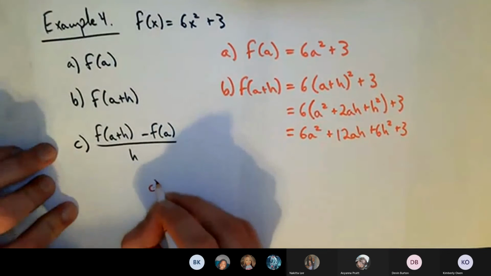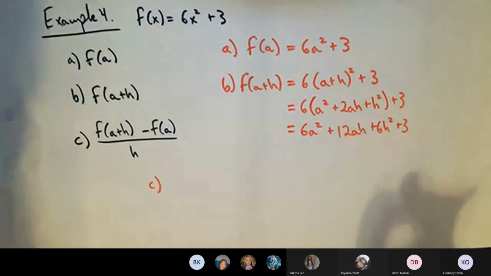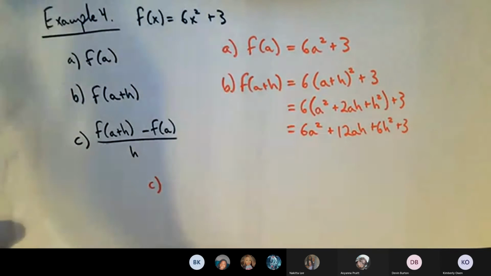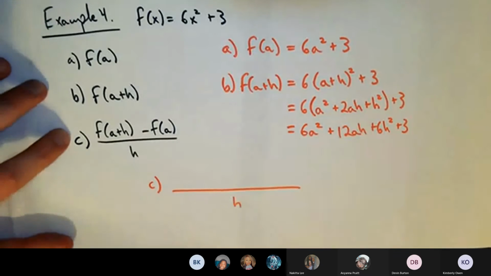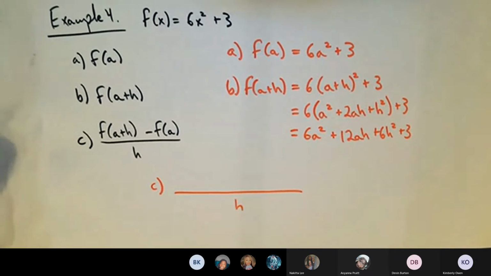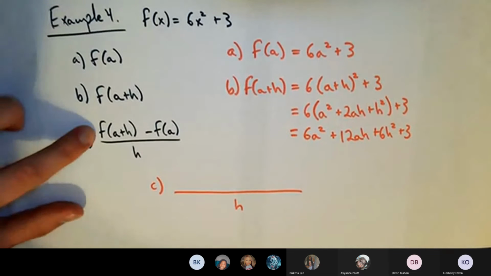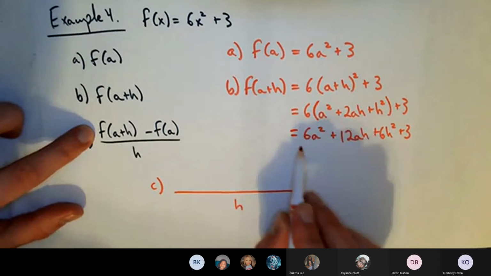Now, part C, putting it all together. This is again an exercise in organization. You're going to have a giant fraction bar, and you can go and put that h down there. That's just an h, not a function thing. It's just literally the letter h in the bottom. Now first comes f of a plus h, so that's this whole thing.